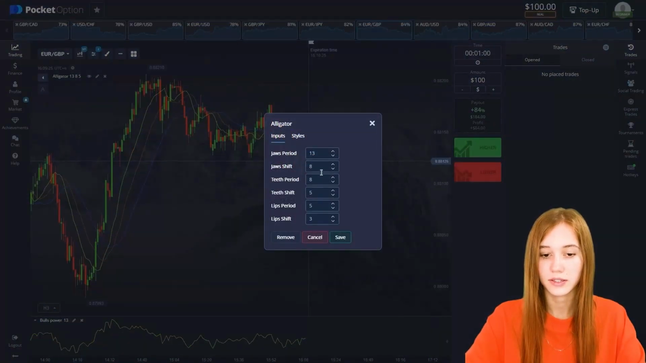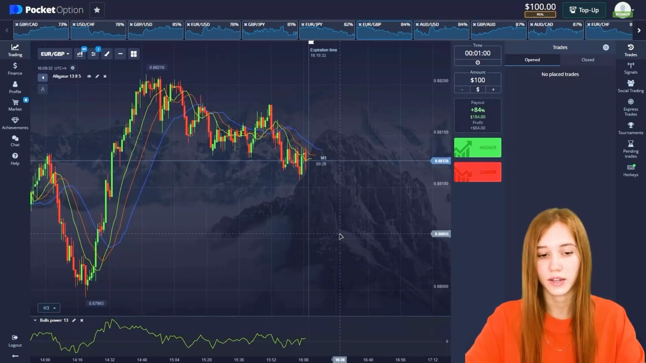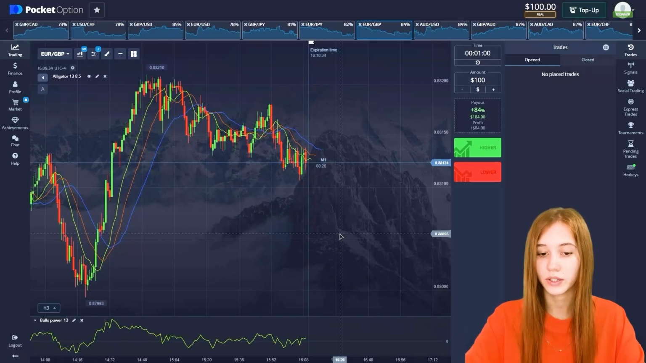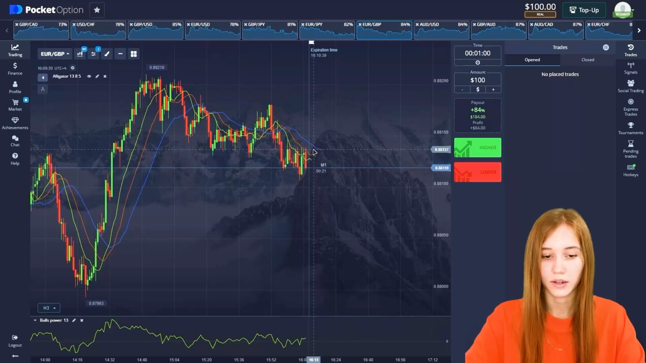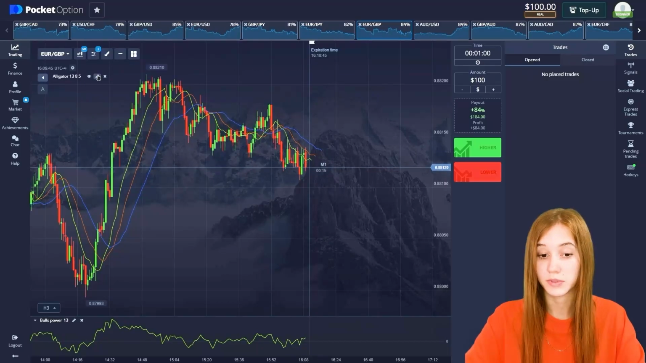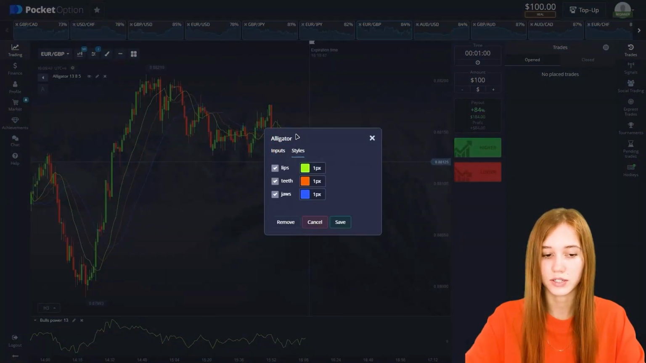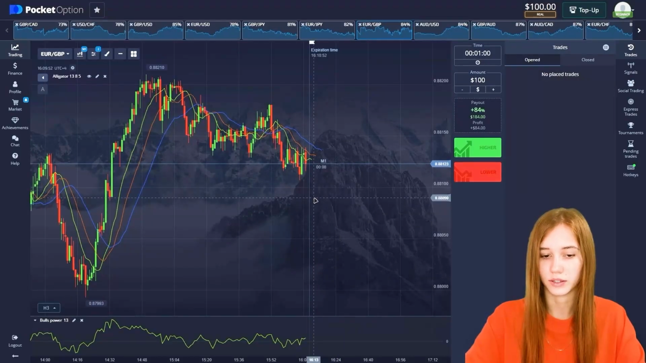Here are the settings, so you can copy. If you see that the moving average is directed downward and the blue line is on the top, for example like this, then a downward trend has formed. If the green line, or the lips of an alligator, the moving average, is directed upwards, then you have a bullish trend.